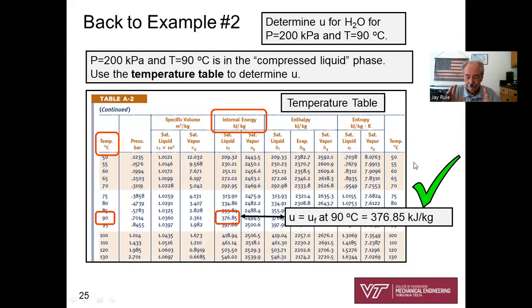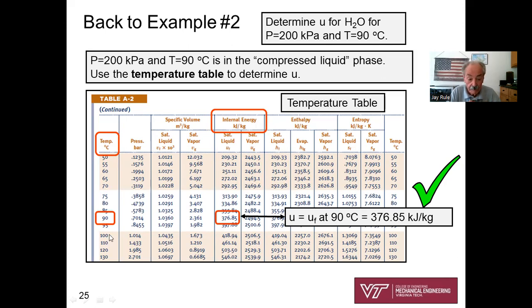Okay, so with all that mini lecture, back to our example problem. We're seeking to find the internal energy U at 200 kPa and 90 degrees C. What we're going to do is go to the temperature table for saturated liquid.